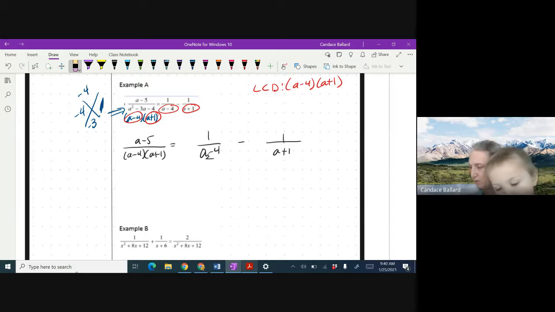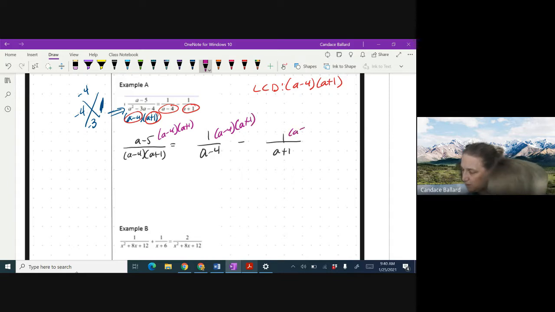And I'm sorry about my scribbles there. All right, so we're going to go ahead and multiply everything by the LCD. And if I totally lose you guys, I'm sorry. It's impossible with a 2-year-old helper right now. So I'm multiplying everything by the LCD.